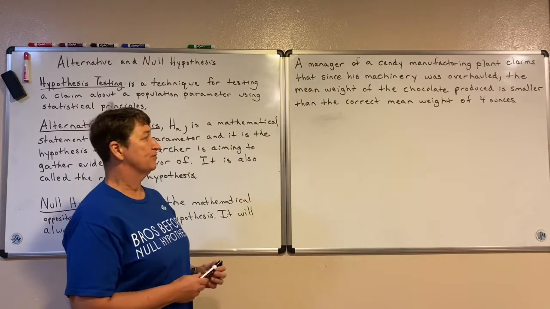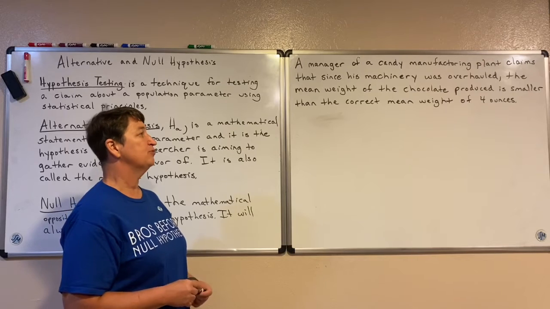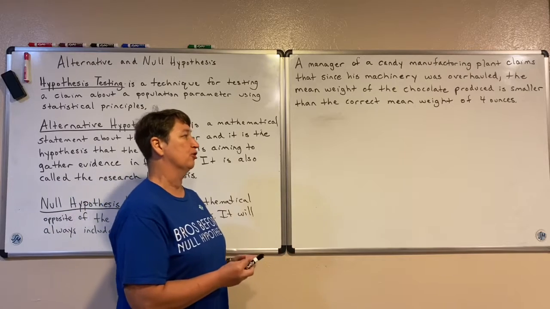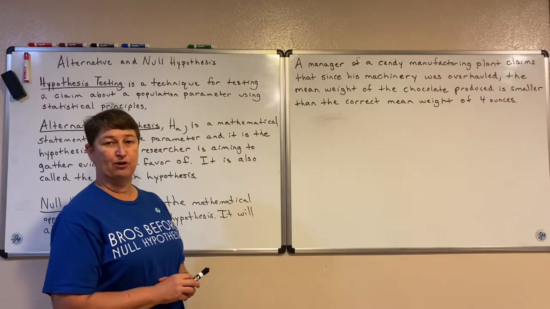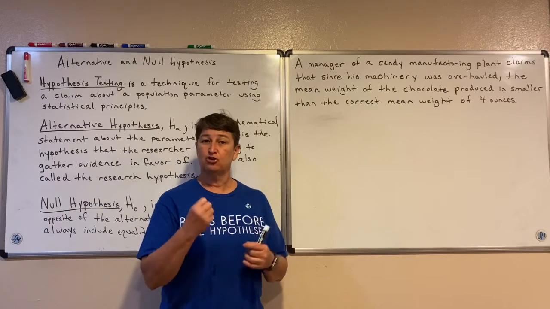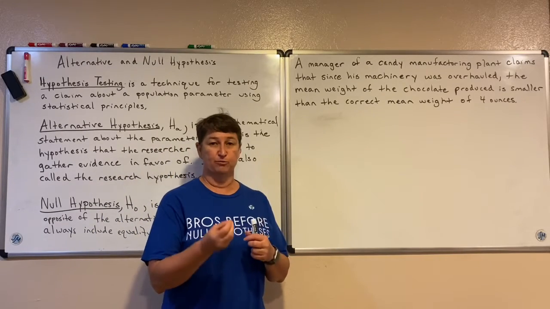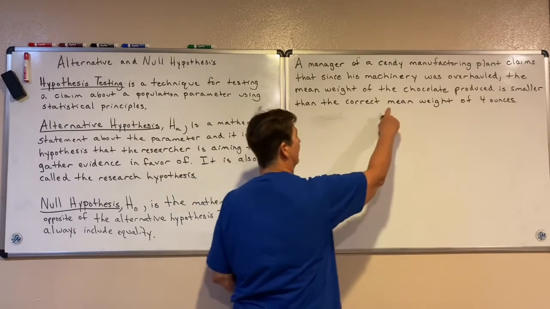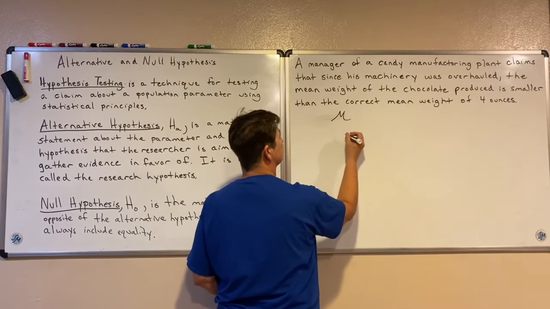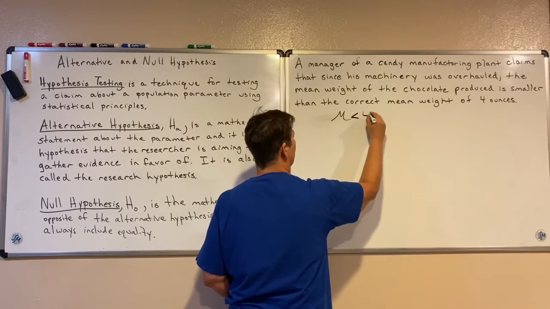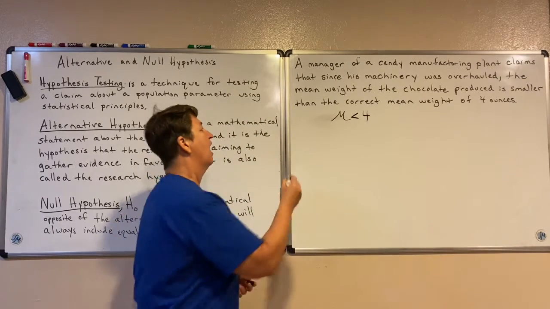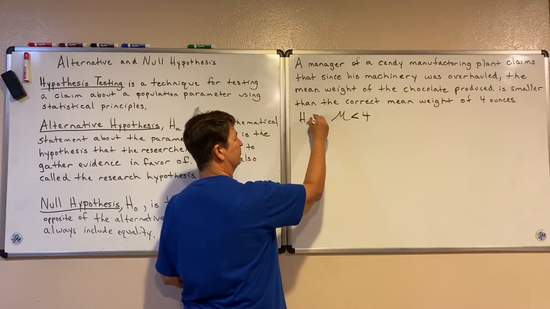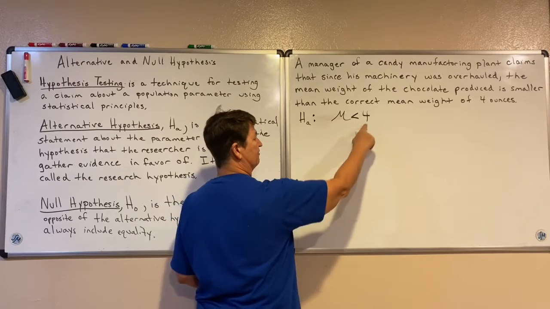Here we have a manager of a candy manufacturing plant who claims that since his machinery was overhauled, the mean weight of the chocolate produced is smaller than the correct mean weight of 4 ounces. So he thinks that the machines are not producing enough chocolate. So his alternative hypothesis is that that mean weight is less than 4 ounces. That's his alternative hypothesis. He thinks the mean is less than 4 ounces.